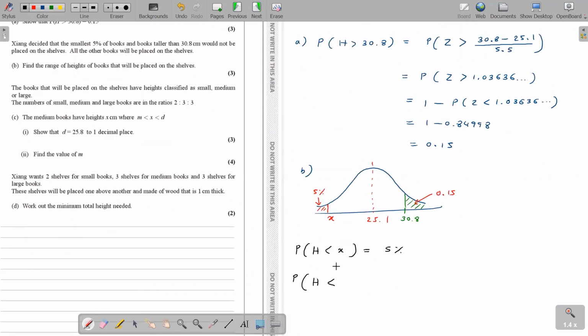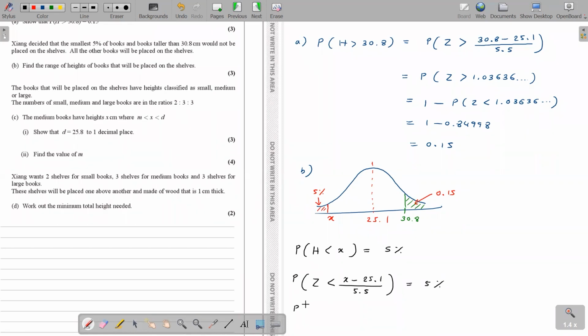Probability H less than, what do we get here? To convert to standard normal, H becomes Z: X minus the mean was 25.1, divided by 5.5. Are you with me? This is equal to 5%.